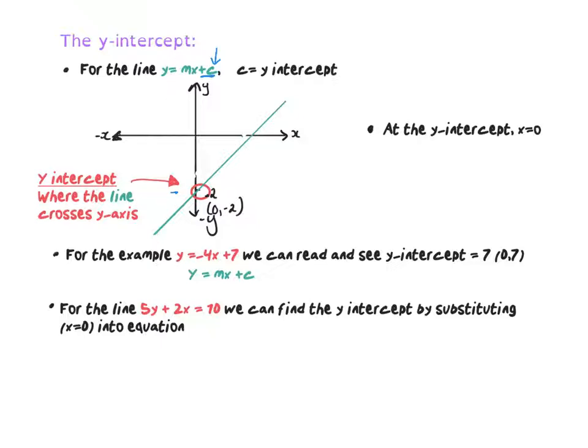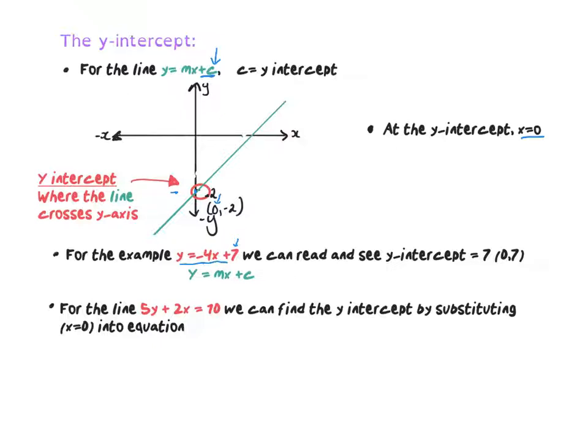Alright, and we know that the y-intercept is always when x equals 0, because you can see it crosses there, so x will equal 0. So for the example y equals negative 4x plus 7, we can read that the intercept is just 7 because it's in that format, so you can see there.